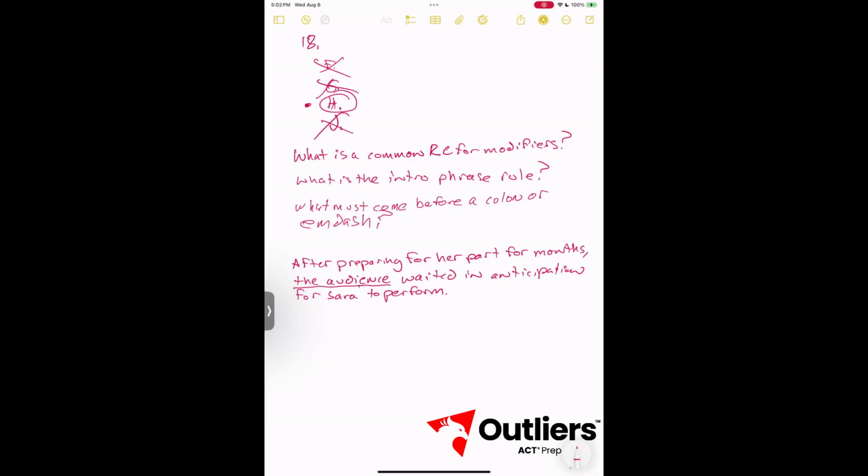So answer H is going to be our correct answer, and J is wrong because there's no independent clause before the em dash. If this made sense to you, please add it to your worksheet and then go on and do the other modifier questions that you missed on this test.